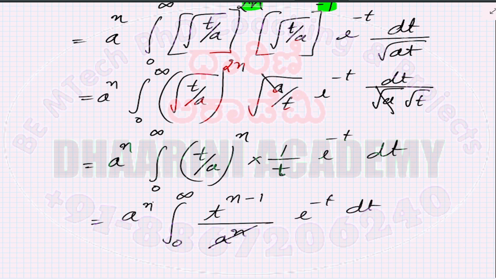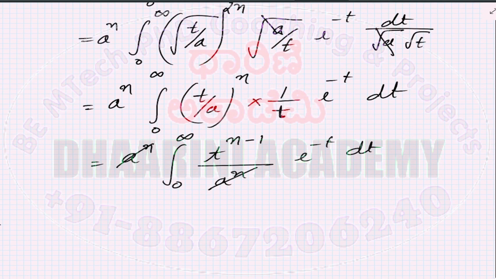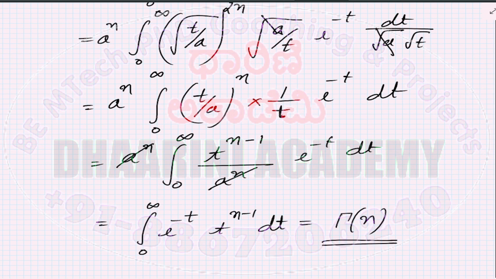So a to the n will cancel. In the last step, I'm going to rewrite in the required format. This is integral 0 to infinity e to the minus t into t to the n minus 1 dt. This is nothing but the gamma function, gamma of n. So that is the final answer of whatever has been asked.